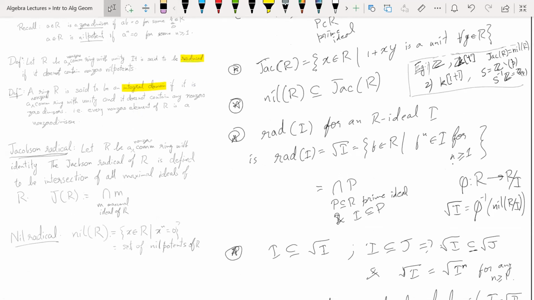So if I take some element x in the Jacobson radical, that means 1 plus xy is a unit for all y in R. And so in particular, 1 plus x is a unit. So all the coefficients in x must be such that 1 plus x is a unit. Then how do you get that x is nilpotent? Because x is some polynomial, right? And the coefficients of 1 plus x are the same as x except the last coefficient, which is a unit.